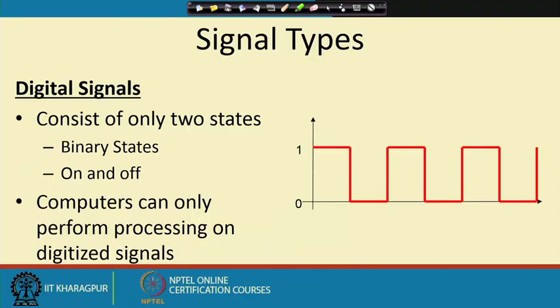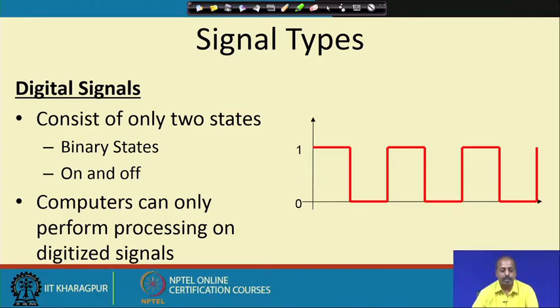Another type of signal that we know is the digital signal, that consists of only two states, or binary states, or on off states. So, they are either low or high, often represented as 0 or 1, or on and off, like that. Computers can only perform processing on digitized signals. So, we have the digital signals only in the computer system.